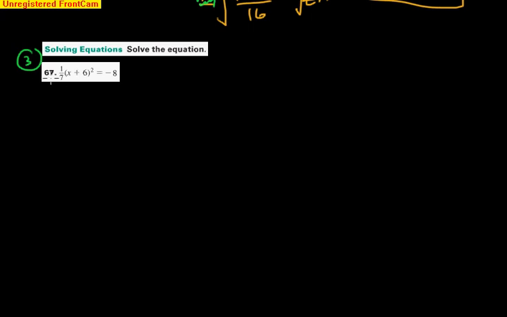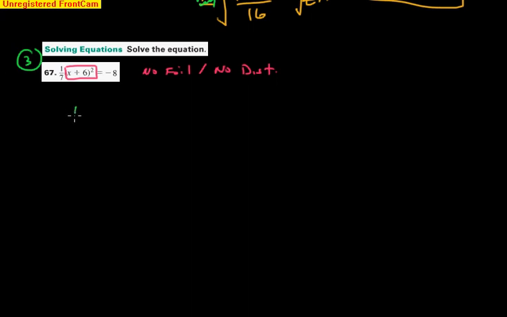When you see this, I hope you realize I need to not FOIL, no distribute, nothing like that. I need to get the thing squared, the (x plus 6) squared, alone. And to do that, I'm going to get rid of this 1/7. Now, you could divide by 1/7, that's fine. But dividing by 1/7 is the same thing as multiplying by 7.